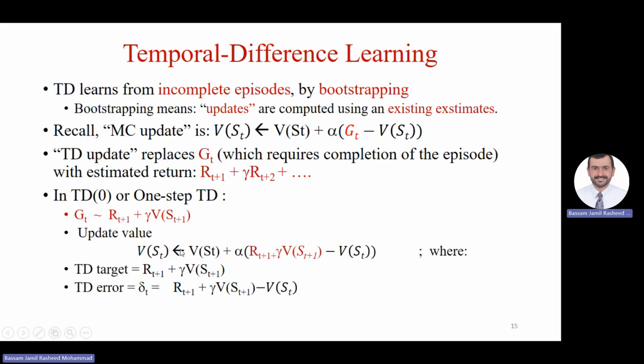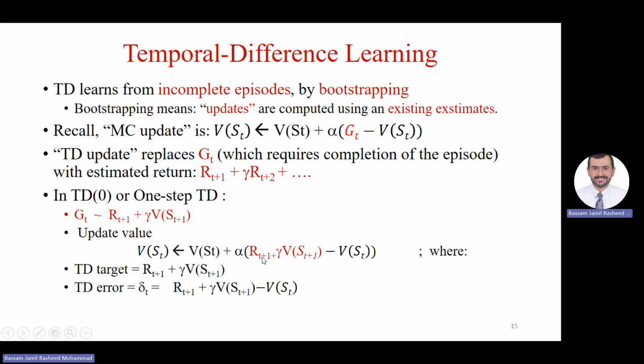Now the updated value of the state equals the old value plus the learning rate times the reward when I leave the state plus the discount times the next state, minus the old state value. Notice here this V is the updated one. This one and this one are the old ones, right? And this one is the next state. So we have to differentiate between these two notations.